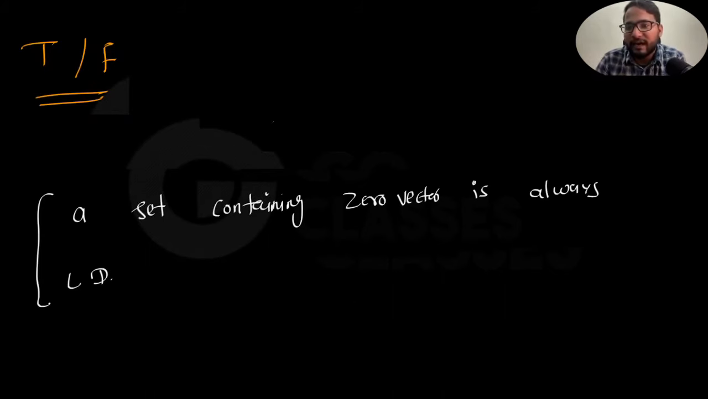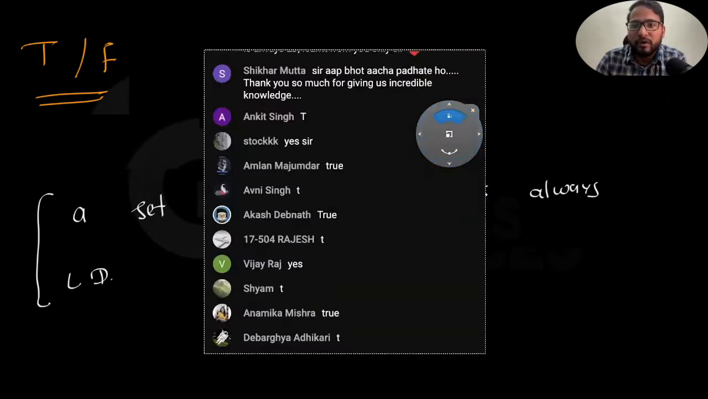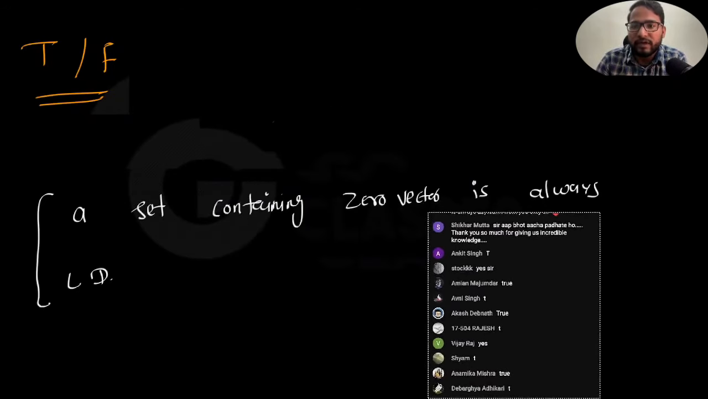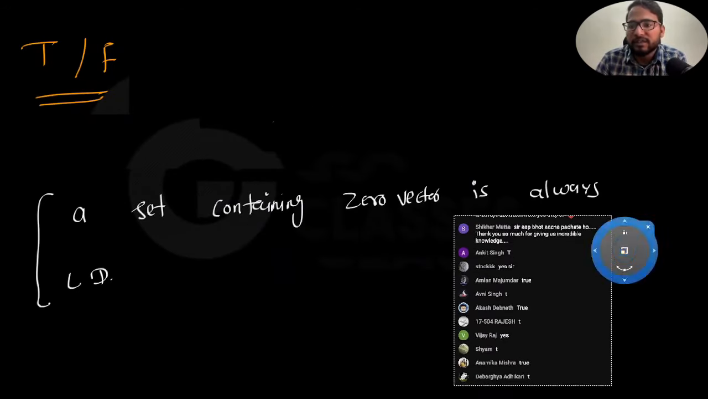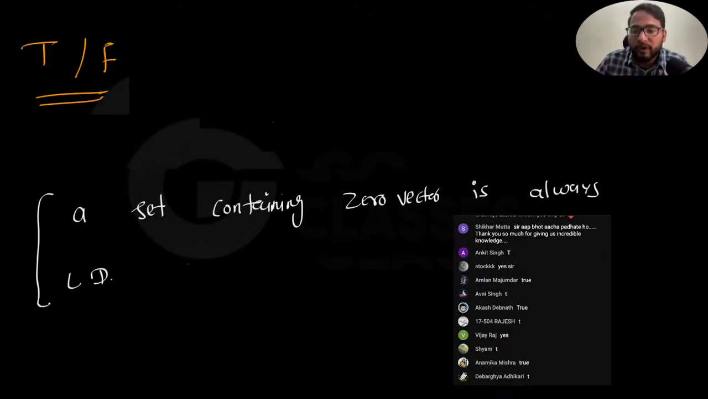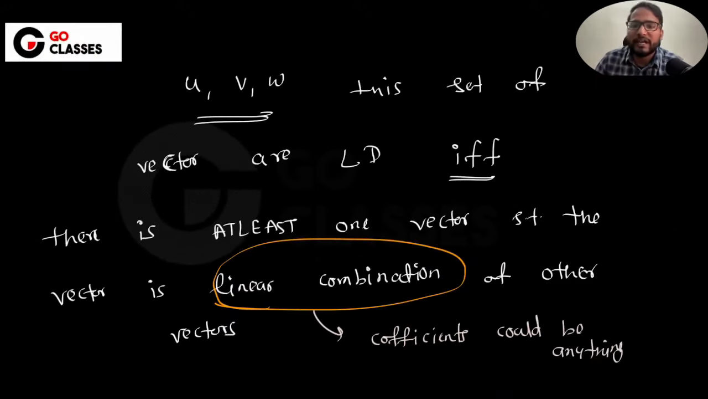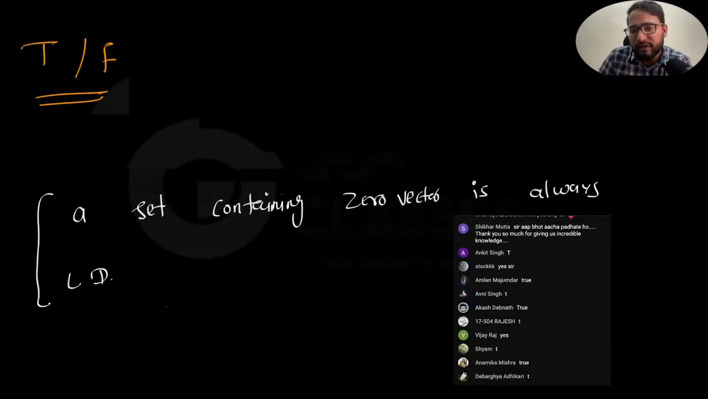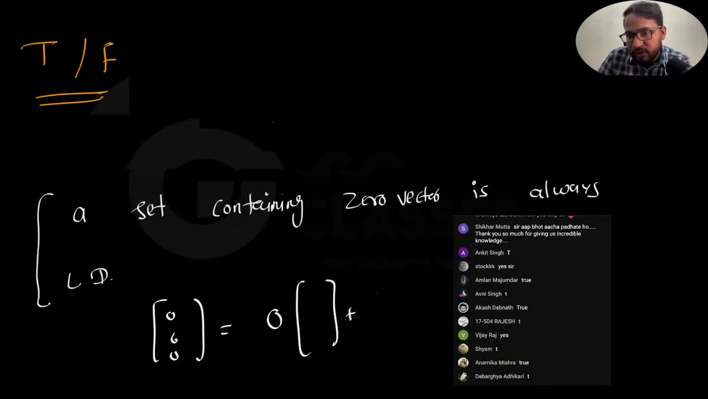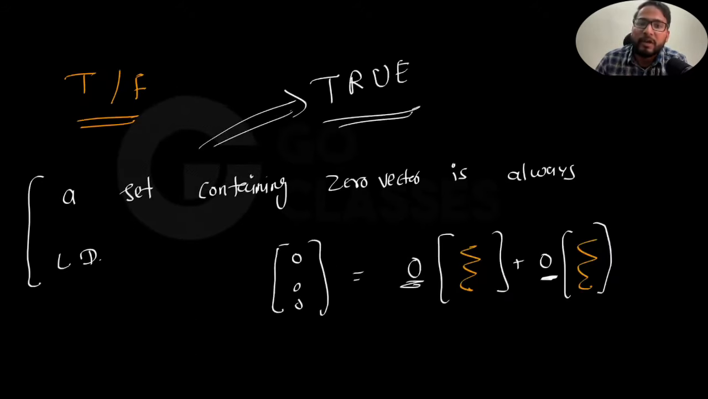So that's why I can just paste all of your answers here, because all of you are saying that this is in fact right. So this thing is actually true. Because if I have a zero vector, then I can represent it as zero into any vector I have. So that's why this is a linearly dependent set.